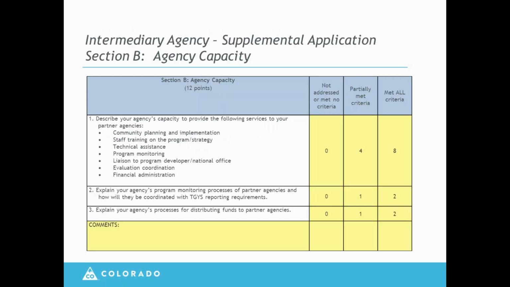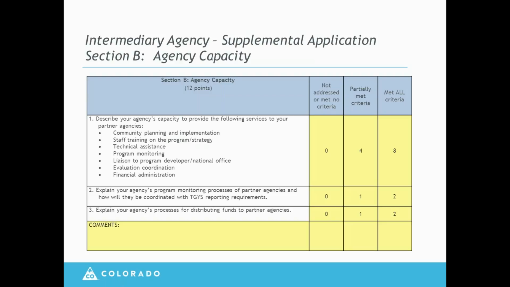All right, moving along to section B. This is worth 12 points. And again, we've given examples for the last 2, but not number 1. As you can see, number 1 lists several items that need to be included. And this one's pretty self-explanatory.